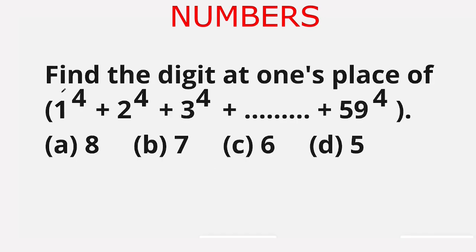Our question is, find the digit at ones place of 1 to the power 4 plus 2 to the power 4 plus 3 to the power 4 plus up to 59 to the power 4. The given options are option A 8, option B 7, option C 6, option D 5.